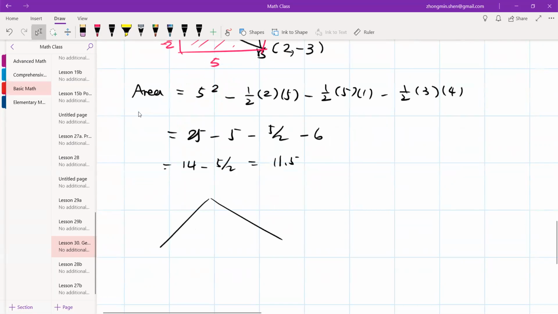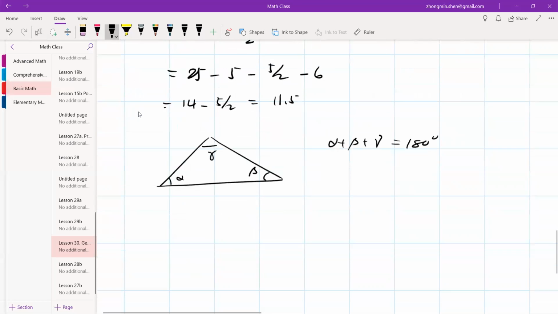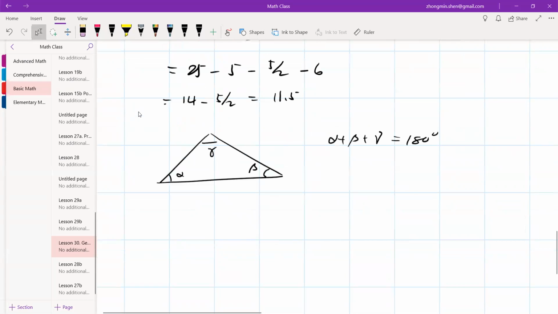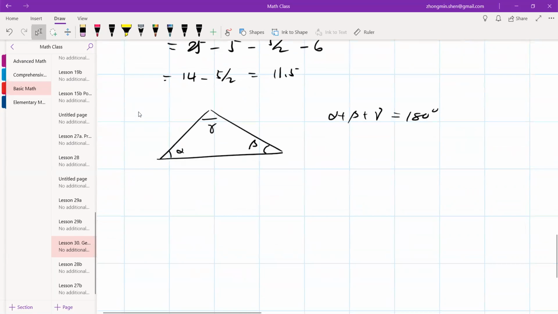The triangle has 3 angles. What is the sum of the 3 angles? 180. Everybody knows that? Yes. It's in 5th grade math. Okay, 180. So I had to learn it.